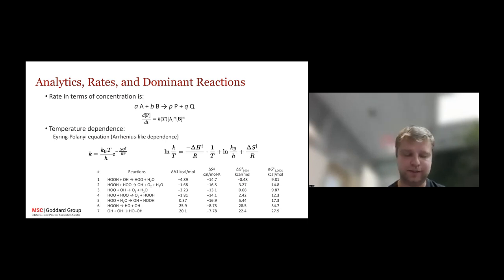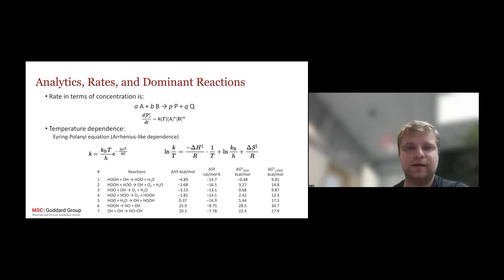And then the temperature dependence, because as I mentioned, we looked at a range between 1,000 and 2,000 Kelvin, was given by the Eyring-Polanyi equation, which is an Arrhenius-like dependence, which gives us insights into the entropy and enthalpy change and free energy change of the reaction.